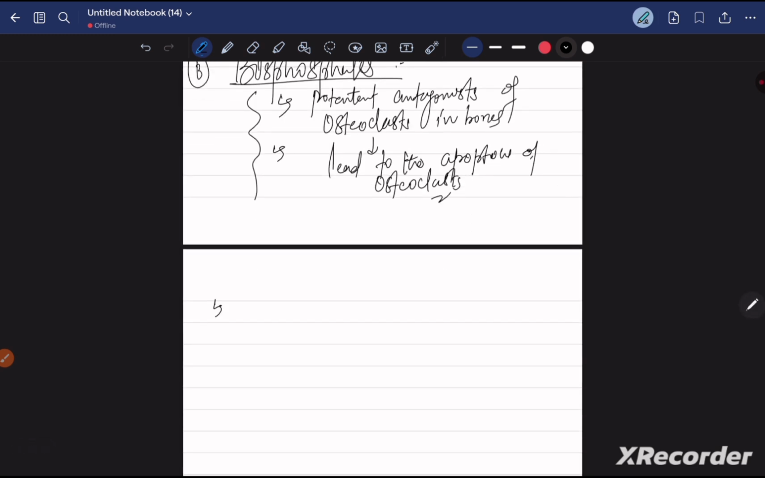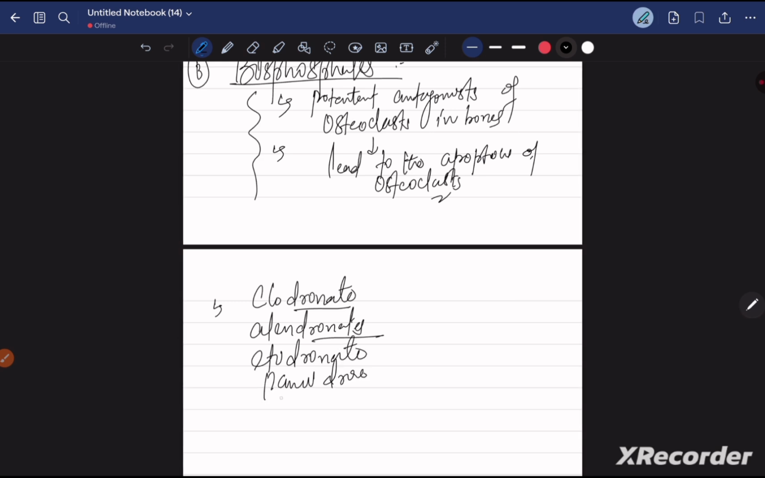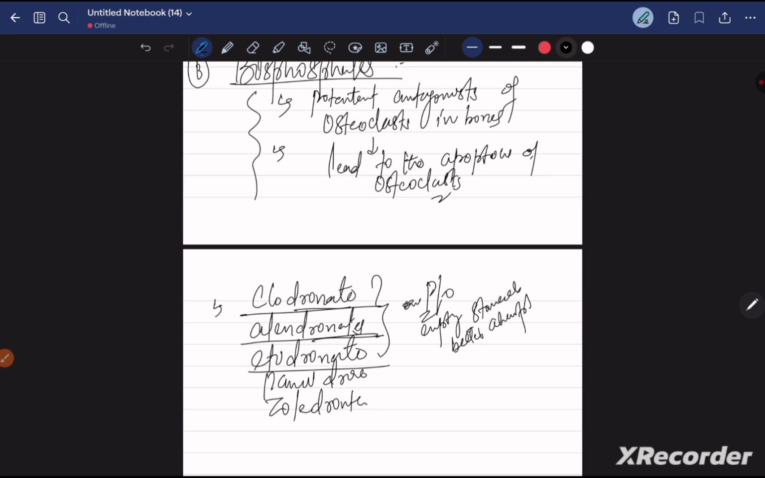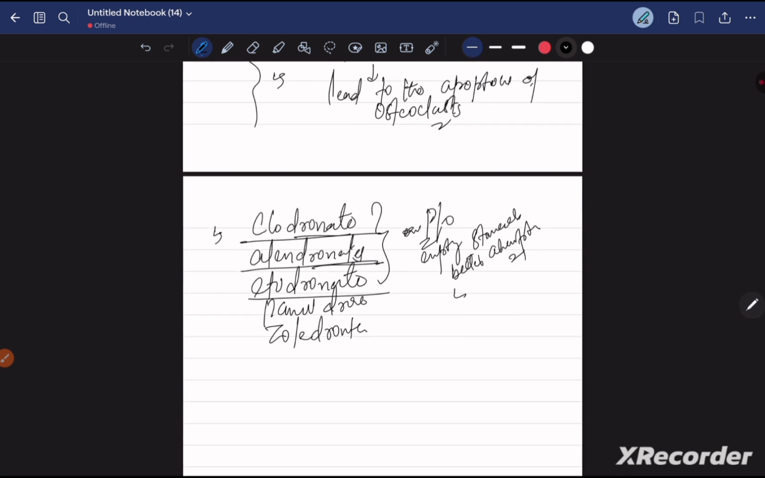Now there are some of the bisphosphonates like clodronate, alendronate, dronates. Whenever you find dronates, these are bisphosphonates. Etidronate, okay, pamidronate, and zoledronate. Remember the first three: clodronate, alendronate, and etidronate. These should be used orally, on an empty stomach; when given so, they show better absorption. But the side effect of these is that they are irritants. When given per oral, they lead to esophagitis. That's why these are not used widely.